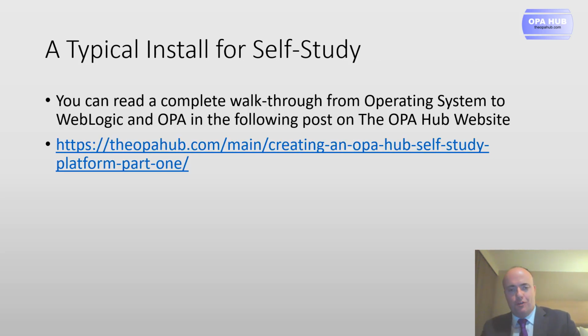I've got good news for you. If you need to build yourself an OPA environment for self-study, I've set out all of the steps through screenshots on the OPA Hub website. You can access that for free. It's in 3 parts. That's just the first. And I'm sure you know that on the Siebel Hub site, we already have lots of self-study guides on how to install Siebel. So it shouldn't be too difficult.